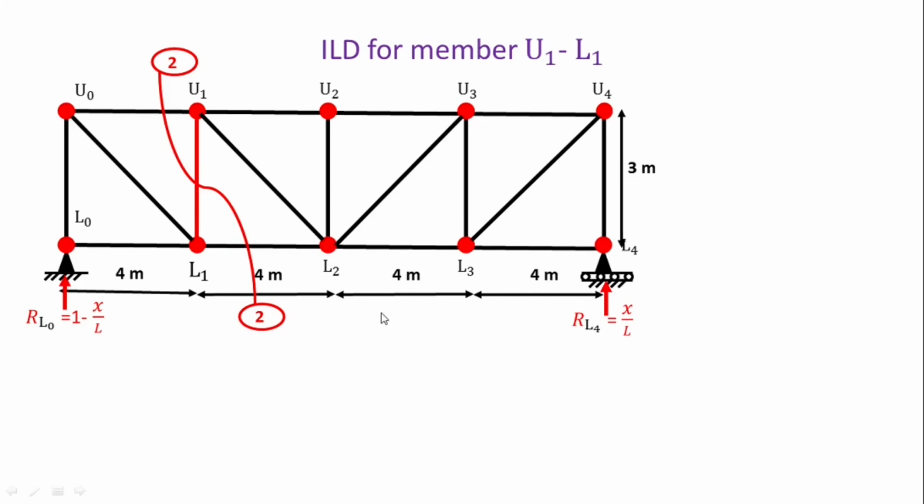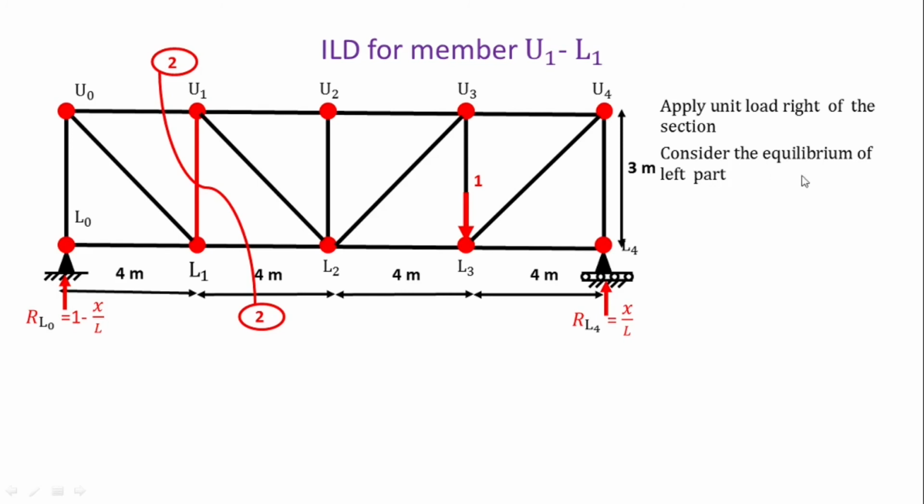Now again this load moves to the next joint. Again that is to the right of the section, and that load is on the L3 now. So this is the right hand side of the section. So consider again the same equilibrium of the left hand side of the section. So again here we have to assume the direction of this U1L1, but only on the left of the section. So here again we are assuming the compressive force.